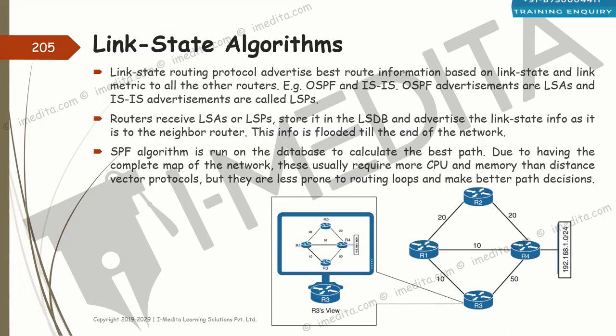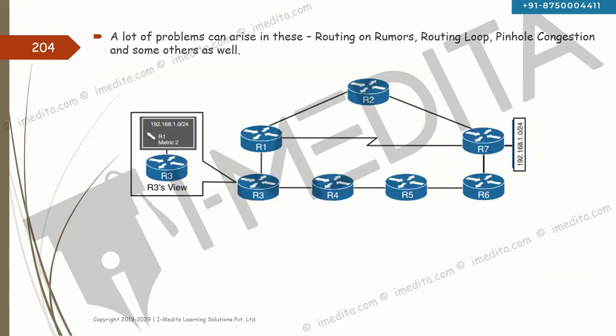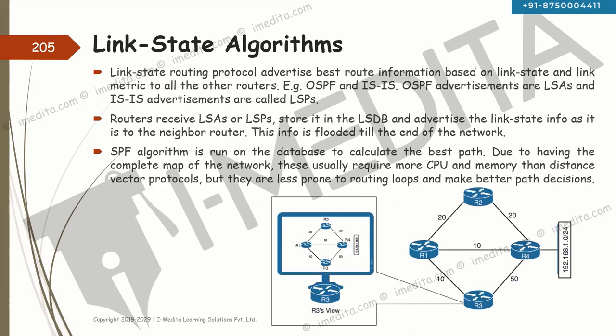Now, since the distance vector routing protocols do not maintain the entire topological map of the network, they are prone to routing loops, routing on reverse, and some other problems. So they created protocols called link state routing protocols. Link state routing protocols such as OSPF and ISIS run on the link state algorithm.